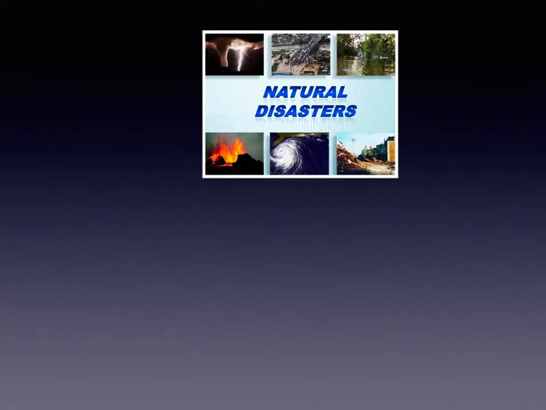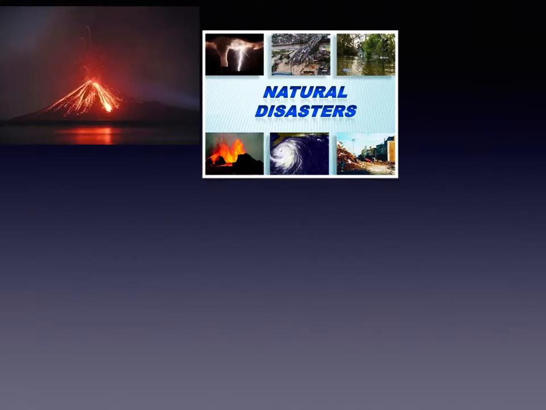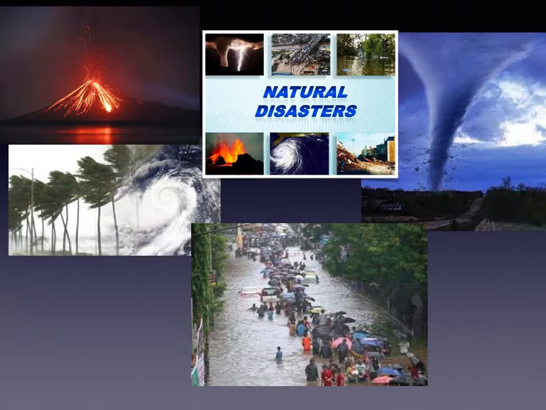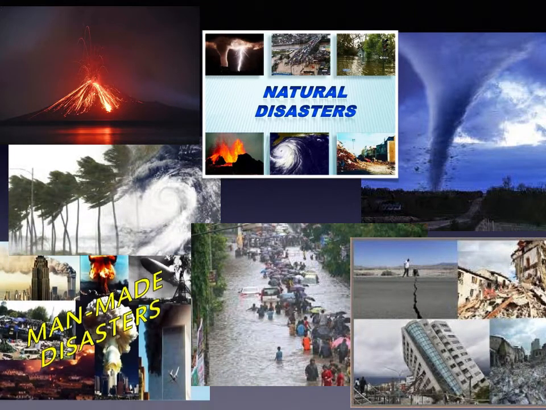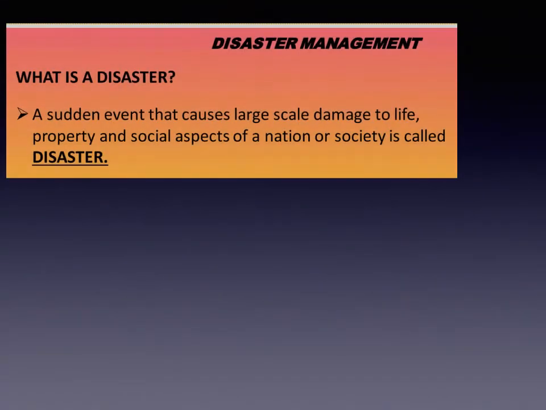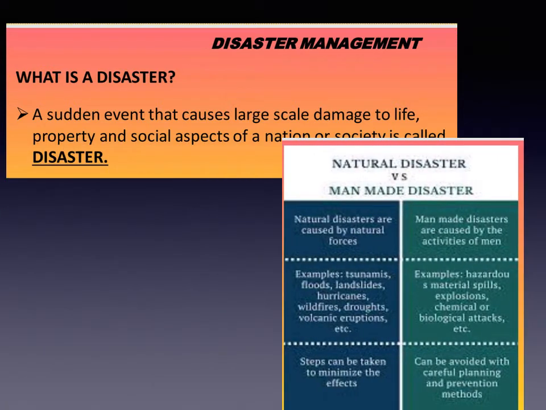Now you can see the picture of natural disasters, for instance, volcano, hurricane, cyclone, flood, earthquake, as well as man-made disaster. Now, what is a disaster? A sudden event that causes large-scale damage to life, property, and social aspects of a nation or society is called a disaster.